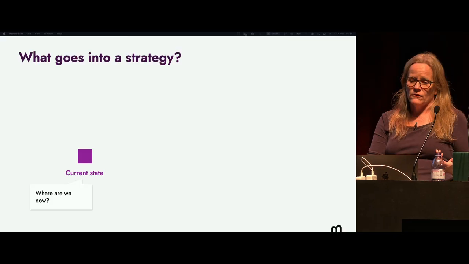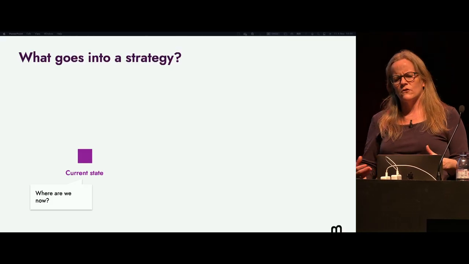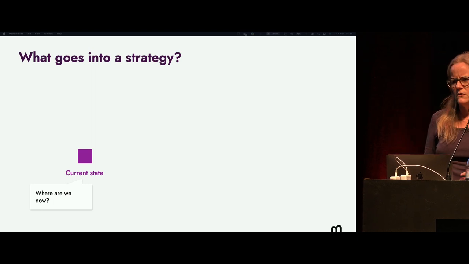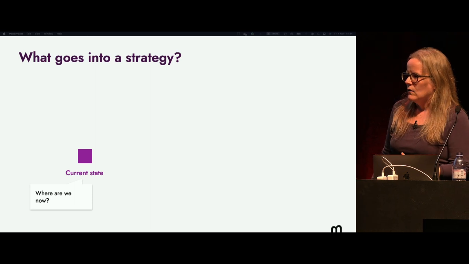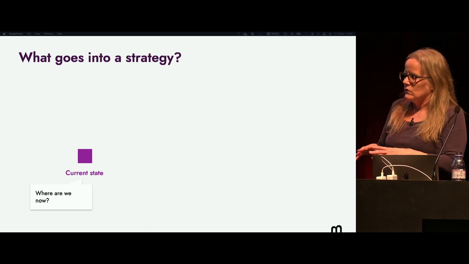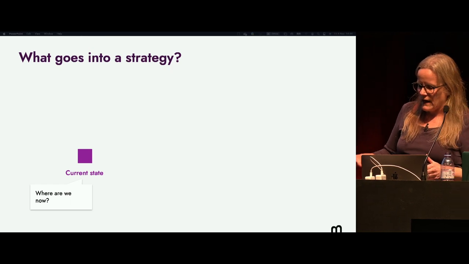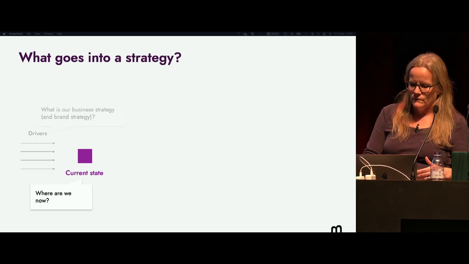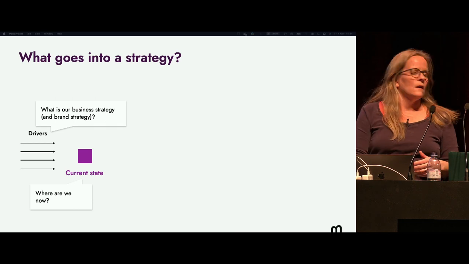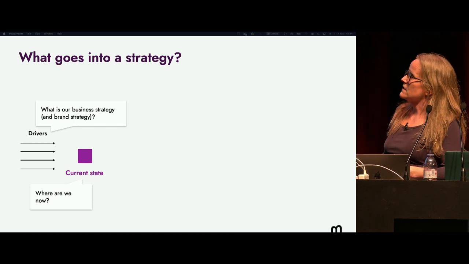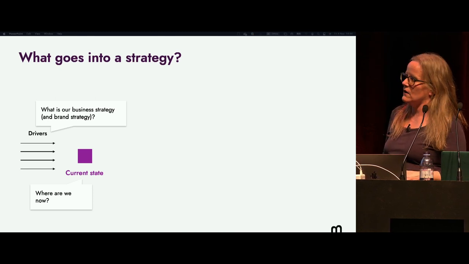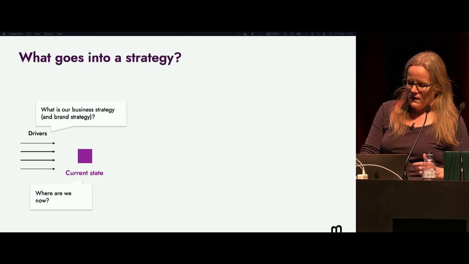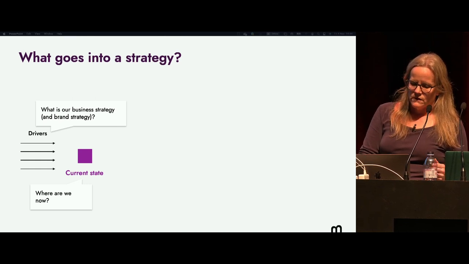So what goes into a strategy? Well, you need the current state. You need to understand where you are now. For a UX strategy, that's going to involve a lot of research with your customers. You need to understand what their pain points are, what their ambitions are, what their anxieties are, how are they getting on with the product now, and how is it fulfilling those needs? You need to understand the business drivers, and this is where the business strategy is really key in your UX strategy. You need to understand what the drivers are, what the brand strategy is, all of that, the stuff that we just covered previously as well.